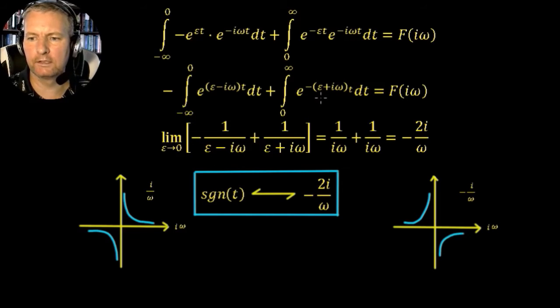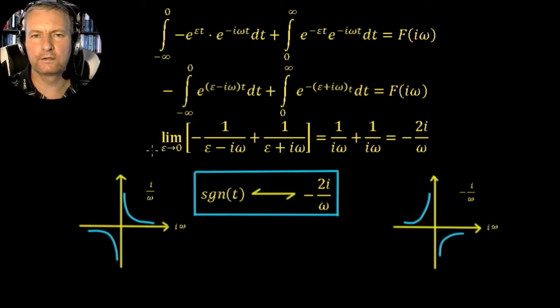Now the same for this one. The exponent comes down, and you would have 1 upon minus epsilon plus i omega, and the limits would be from 0 to infinity. If you put the limits in, that gives us 1 upon epsilon plus i omega. Now don't take my word for that. I've worked through it on a piece of paper and it does work out, so I suggest you put the limits in and get this answer for yourself.